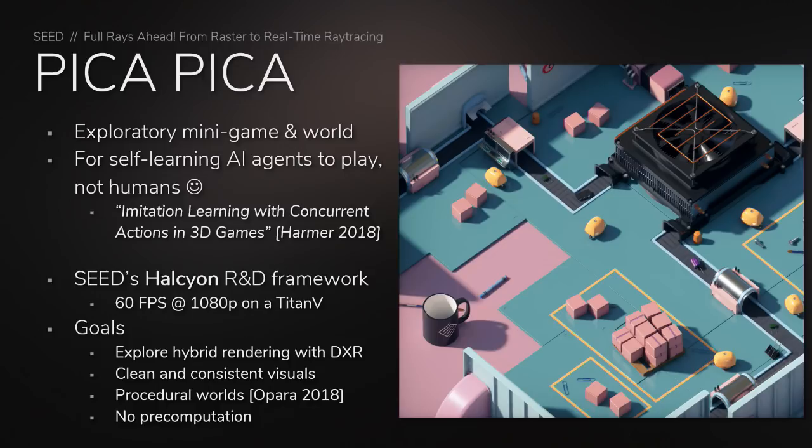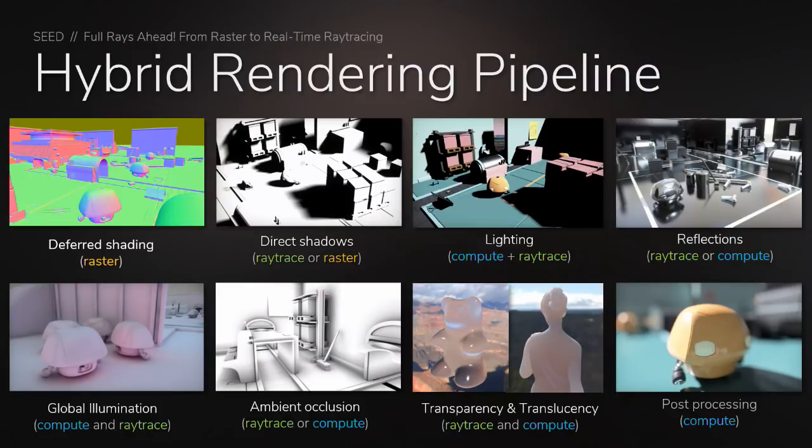Pika Pika runs at 60 FPS on a Titan V at 1080p. To achieve this, we built a hybrid of classic rendering techniques with rasterization and compute. You can see the combination of all the various techniques there. We sprinkled some ray tracing on top, I guess you could say that, and we take advantage of rasterization, compute, and ray tracing.